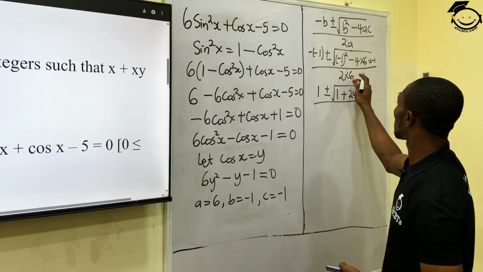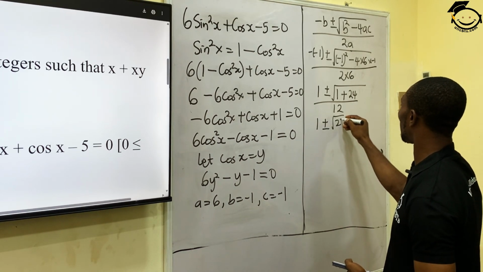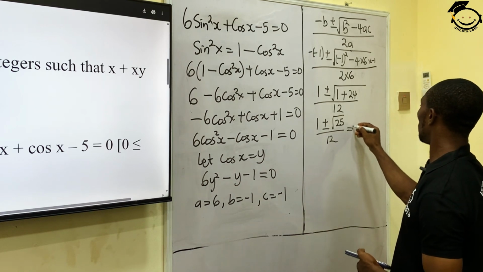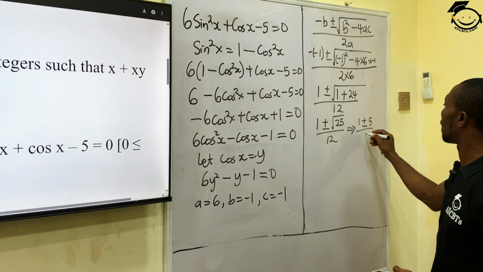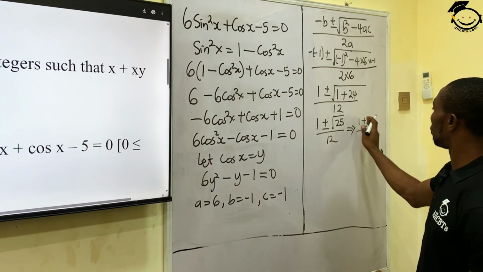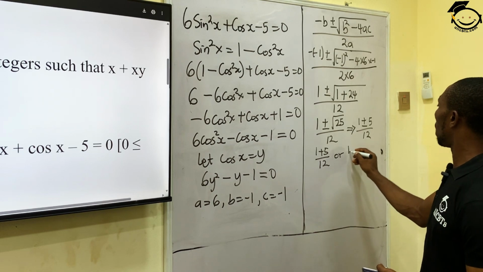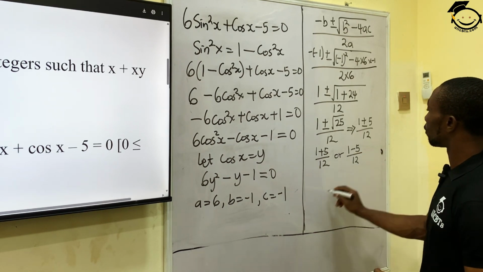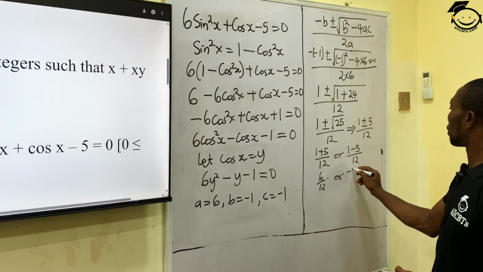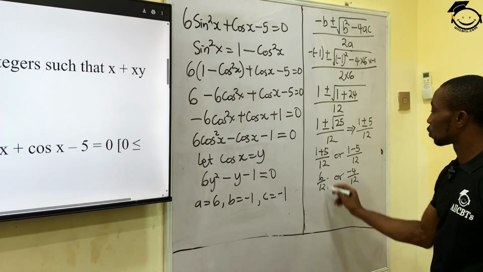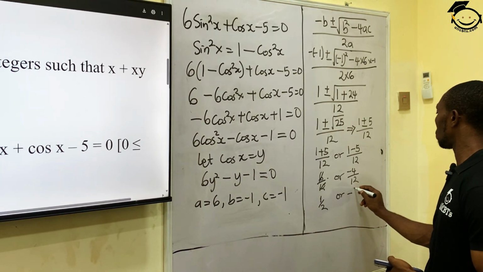All over 6 times 2, 12. So this becomes 1 plus minus root 25 all over 12. And we know that root 25 is 5. So this is 1 plus minus 5 all over 12. So our first value will become 1 plus 5 over 12, or 1 minus 5 over 12. 1 plus 5 will give us 6 over 12, or minus 4 over 12. So if we break this down, this gives us 1 over 2, or minus 1 over 3.